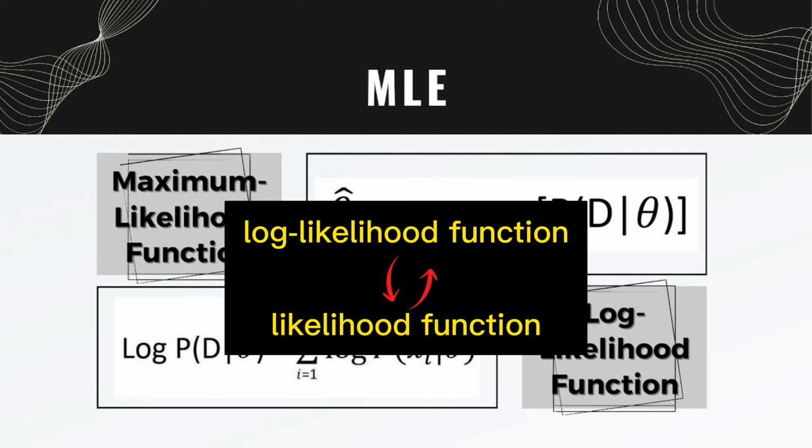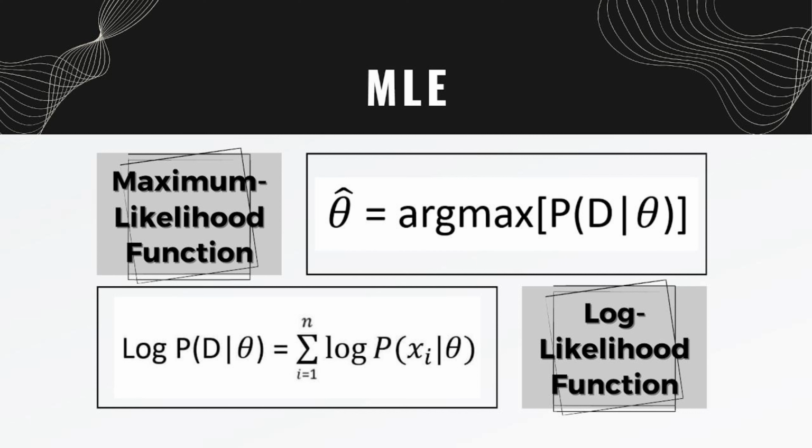Maximizing the log likelihood function is equivalent to maximizing the likelihood function, since the logarithm is a monotonic increasing function. Therefore, we can use the same optimization algorithm to maximize the log likelihood function as we would use to maximize the likelihood function.